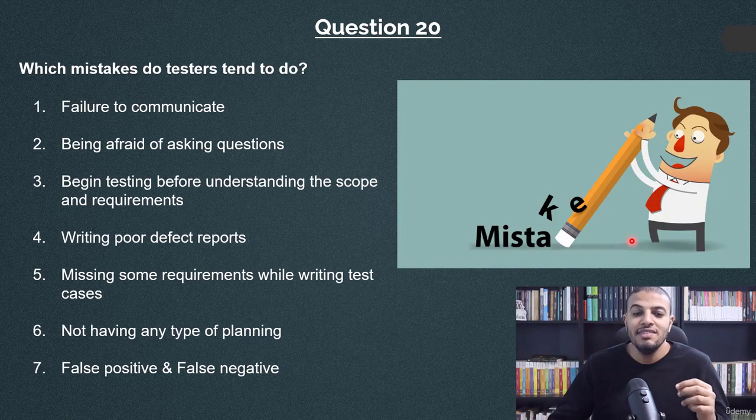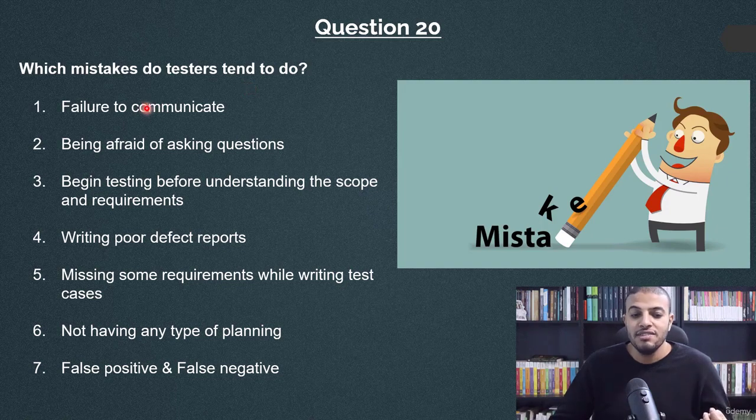The next question says, which mistakes do testers tend to make? And there is no ideal answer to this question, okay? Testers might make many mistakes, okay? Just being late for work, for example, is a mistake. But we are talking about popular mistakes that most testers tend to make.